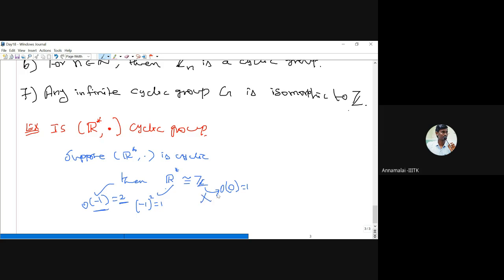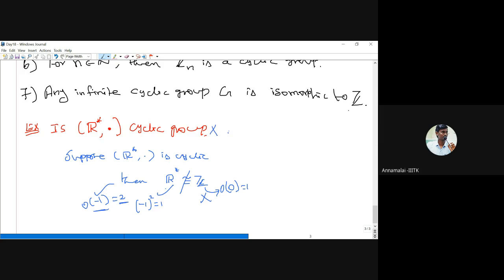Okay. So isomorphism will preserve all the properties. If R star contains an element of order 2, then Z should contain an element of order 2. But Z does not contain an element of order 2, because Z contains only one finite order element, which is 0. All other elements have infinite order. Therefore, this is not isomorphic. Since R star is not isomorphic to Z, you can easily say that R star is not a cyclic group.